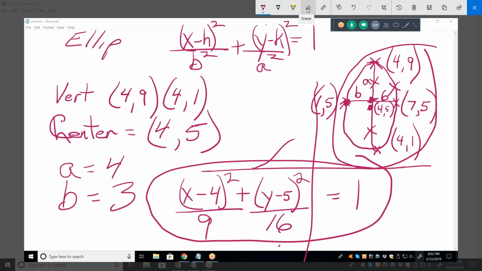Are we still on ellipses? I don't want to erase that top equation if we are. No, we're on hyperbolas now.